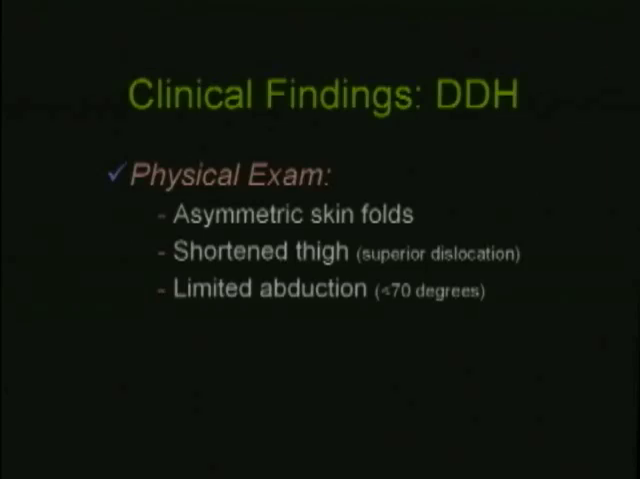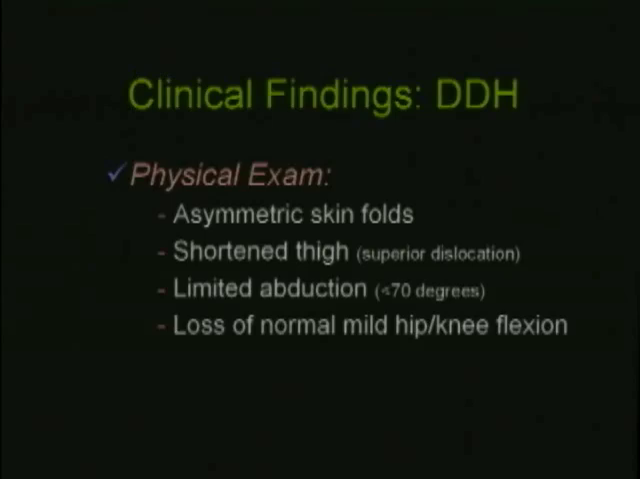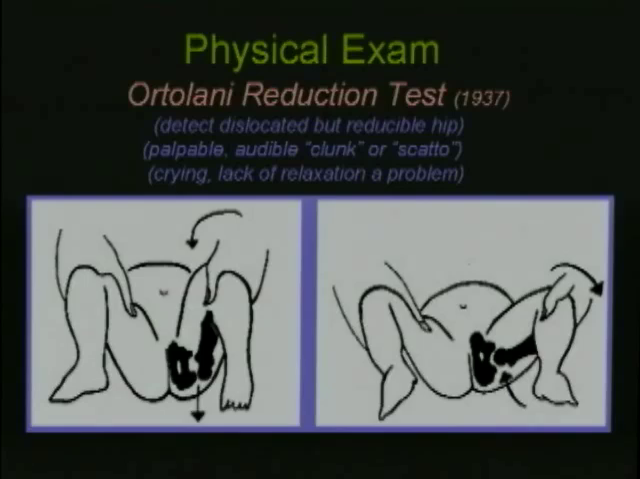Usually it will be less than 70 degrees when there is concern. And in the normal baby, there's about a 10-degree flexion at the hip and at the knee. In babies with DDH, there may be loss of this normal flexion.